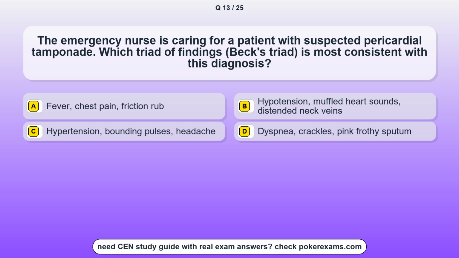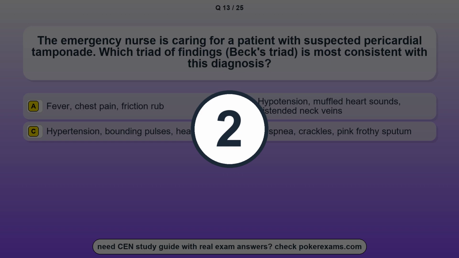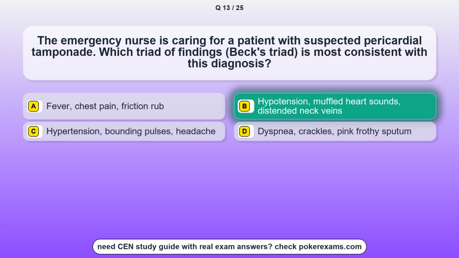Option A. Fever, chest pain, friction rub. Option B. Hypotension, muffled heart sounds, distended neck veins. Option C. Hypertension, bounding pulses, headache. Option D. Dyspnea, crackles, pink frothy sputum. The correct answer is option B. Hypotension, muffled heart sounds, distended neck veins.